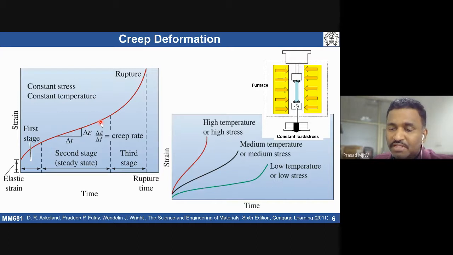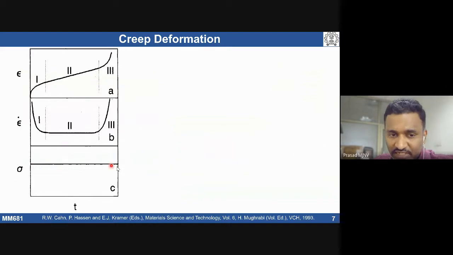So this particular creep curve is obtained under constant stress. If you convert it into a strain rate, the strain rate is going to decrease, then become steady, then again increase. That's why this is called the steady state creep rate or minimum creep rate, because the rate of deformation in the material with time is almost minimum.